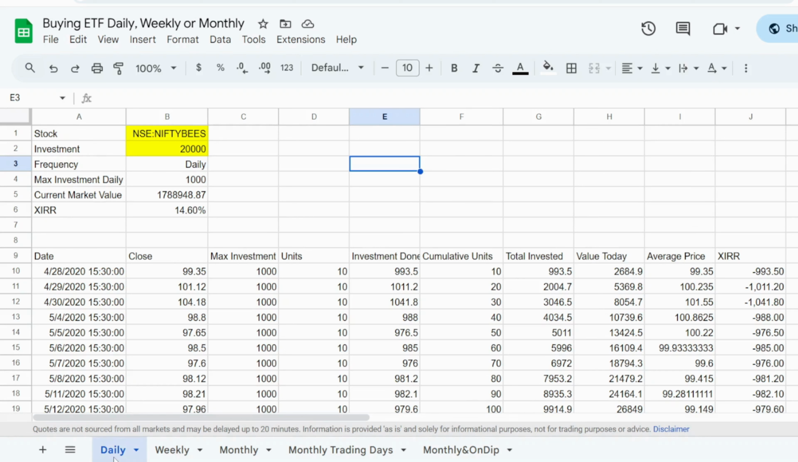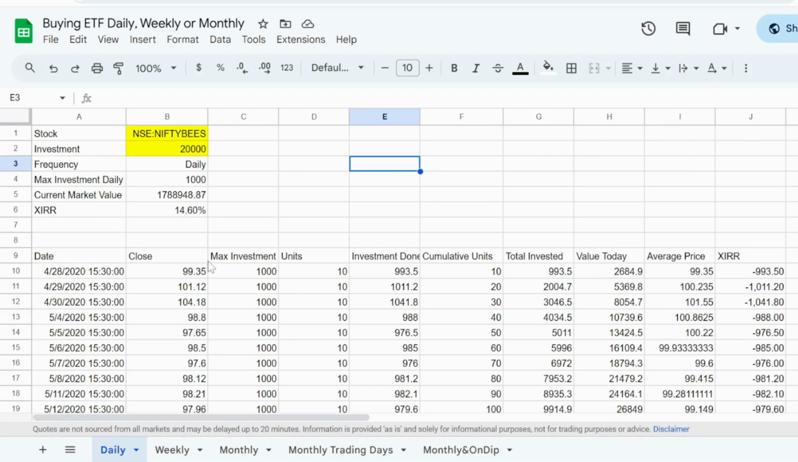So as you can see, I have this daily, weekly, and monthly and on dip. So I'll come to this monthly and on dip later, but let's go through the daily, weekly and monthly. So what I have done is I have taken this Nifty Bees and the investment is 20,000. So this seed is about the frequency which is daily. So when we see that if we invest daily, there are around 20 to 22 days every month for investment. So what we have done is we have taken the max investment daily as 1000 rupees.